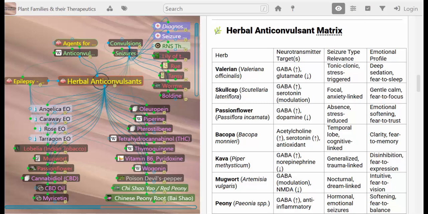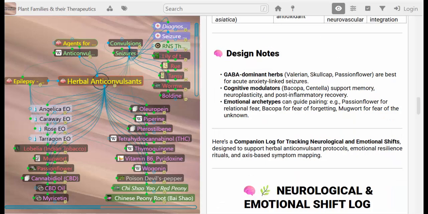On valerian, for example, we see in regards to the neurotransmitter targets, it's going to increase GABA and decrease glutamate. As far as the seizure type relevance, tonic-clonic seizures and stress-triggered seizures. And there's also emotional profile listed here. Deep sedation, fear to sleep. In terms of the design note, GABA-dominant herbs are best for acute anxiety-linked seizures.